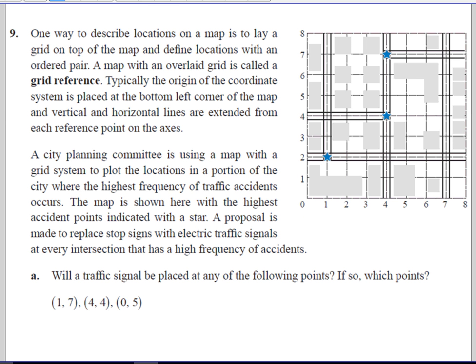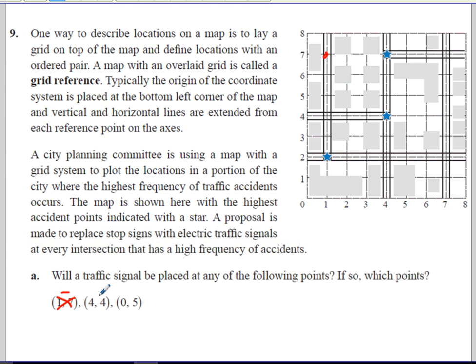So here we have a map. Maps are using grids, which needs ordered pairs. A lot of times, like with Battleship, they might label one axis with letters instead of numbers, but it's still using this XY coordinate idea. And so we need to look to see which places traffic signals will be put, and the traffic signals are indicated with stars. So 1, 7, let's find that spot in red. Over 1 up 7 is here, and that's a no. There's no star there.